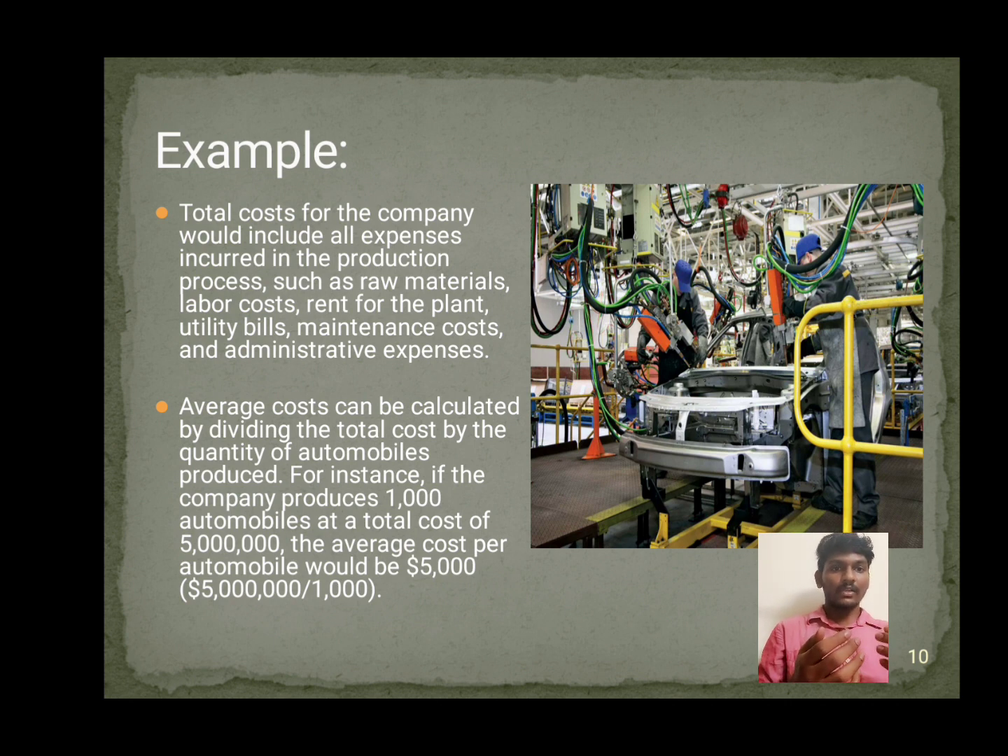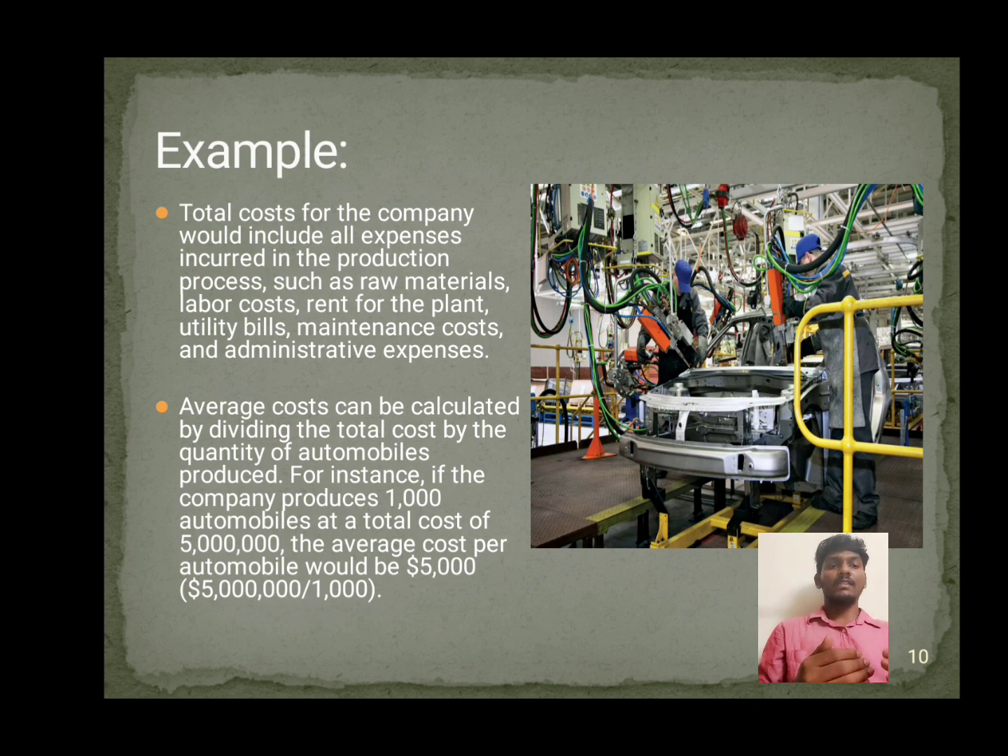Average cost can be calculated by dividing the total cost by the quantity of automobiles produced. For instance, if the company produces 1,000 automobiles at a cost of 5 million, the average cost per automobile would be 5,000, which is 5 million divided by 1,000. In the long run, the company has the flexibility to adjust its plant size and production capacity. Suppose the company decides to expand its operation and increase its production to 2,000 automobiles.